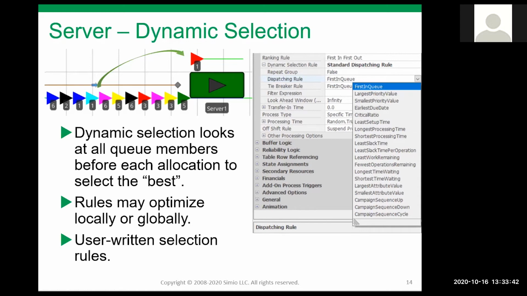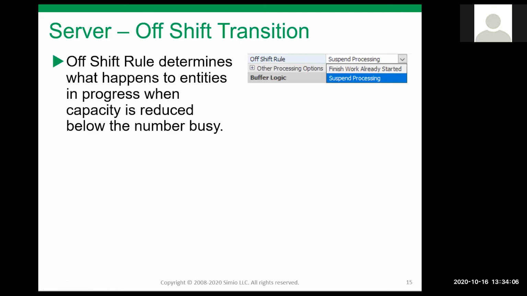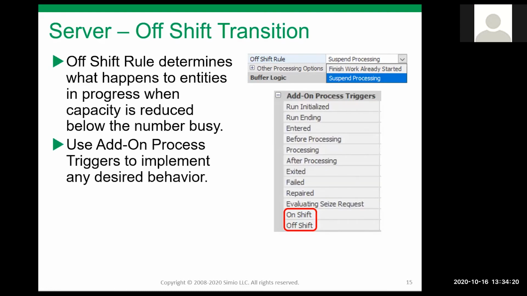And all of those rules, if you want, could be custom-made rules done in the API through BASIC or C# or something like that. Although most people find that the rules we have don't require that. These rules can be, as I mentioned, local or global optimization, or even a user selection rule. The server itself can go on and off shift, and as it goes off shift, you have a choice. Do you want to suspend the processing or finish the work that's already started?